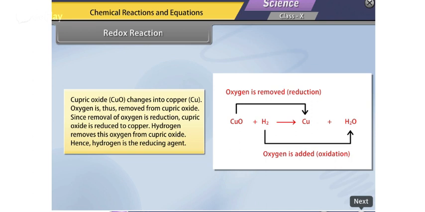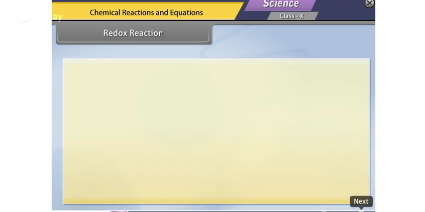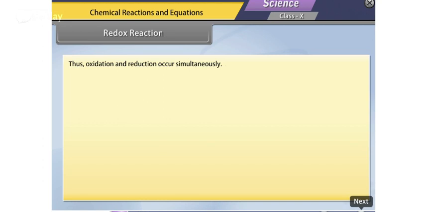Since removal of oxygen is reduction, cupric oxide is reduced to copper. Hydrogen removes this oxygen from cupric oxide. Hence, hydrogen is the reducing agent. Thus, oxidation and reduction occur simultaneously. For example, sodium gets oxidized when it changes to Na+.